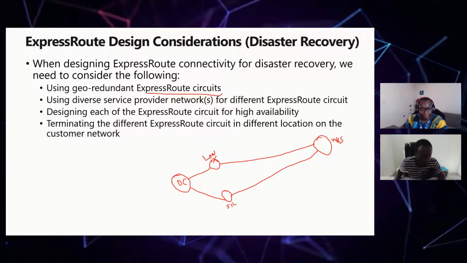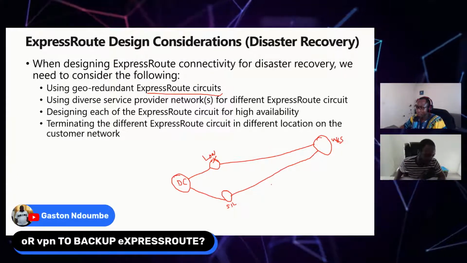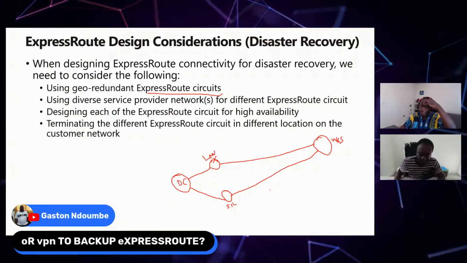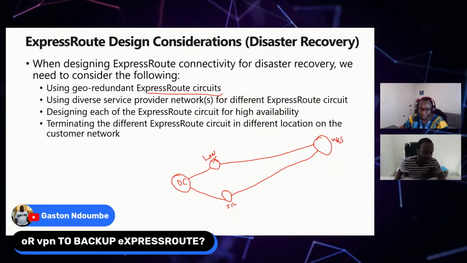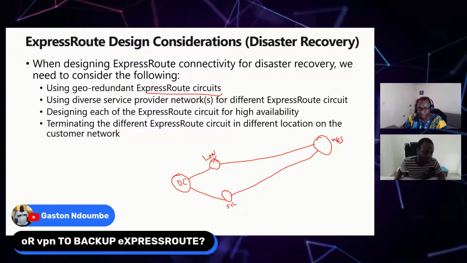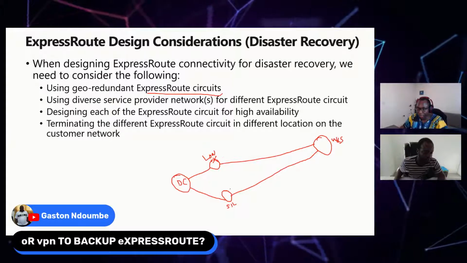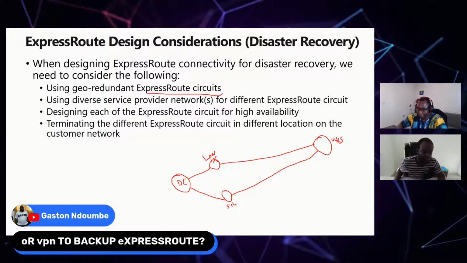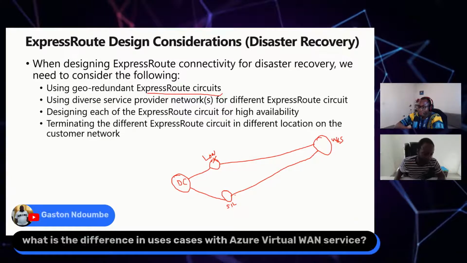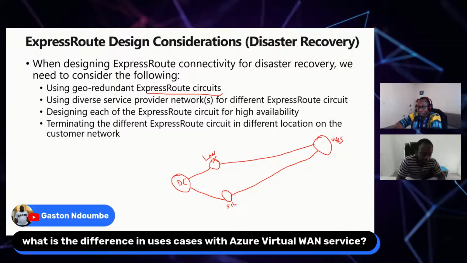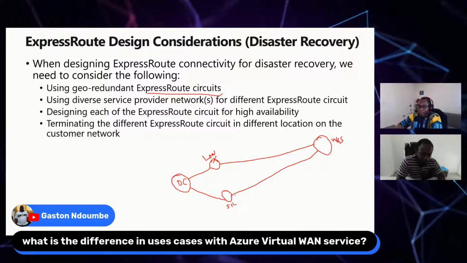Gaston was asking about using VPN to back up ExpressRoute. Yes, that's definitely an option. Instead of using two geo-redundant ExpressRoute circuits, you can use a single ExpressRoute circuit and then use VPN as backup for that. That's absolutely fine to do. And there's a follow-up question: what's the difference in use and use cases with the Azure Virtual WAN service?